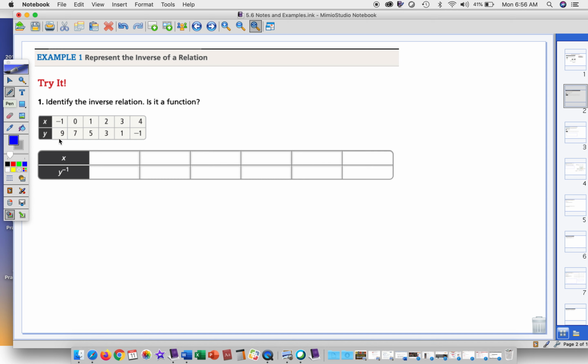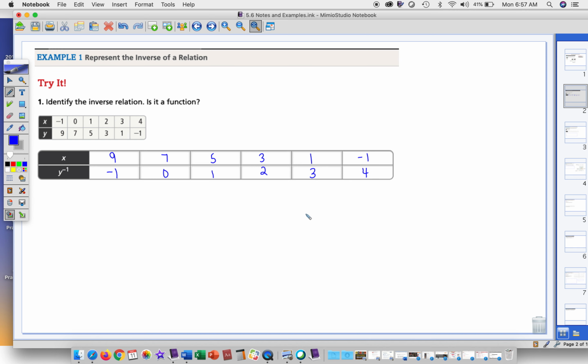So what was a y value becomes an x. So my first coordinate would have an x value of 9 and a y value of -1. Then I'm going to have 7 and 0. And then 5 and 1. 3 and 2. Let's see, 1 and 3 and -1 and 4.